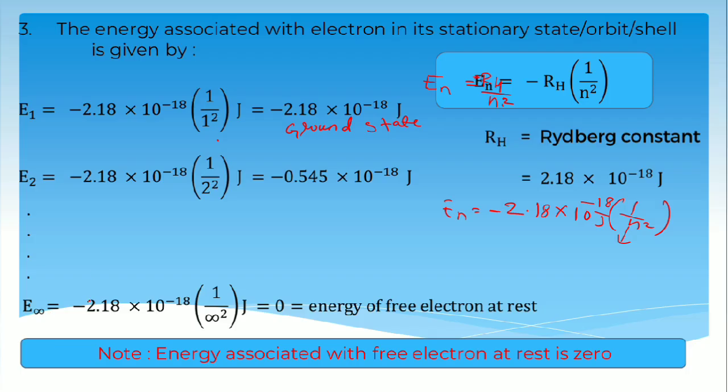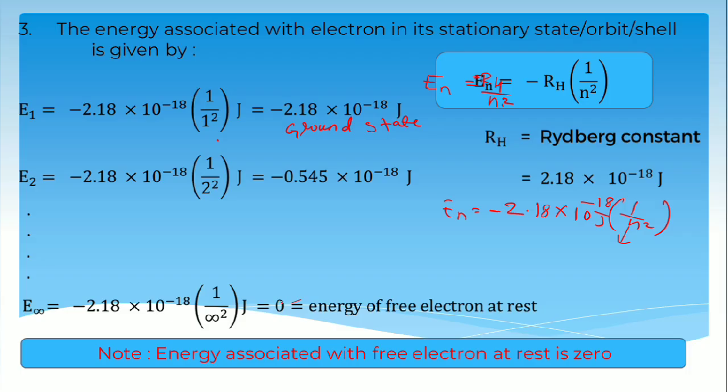So in this equation, when n approaches infinity, E infinity becomes 0. This means the electron is completely free from the attraction of the nucleus. Therefore, zero energy corresponds to a free electron at rest.